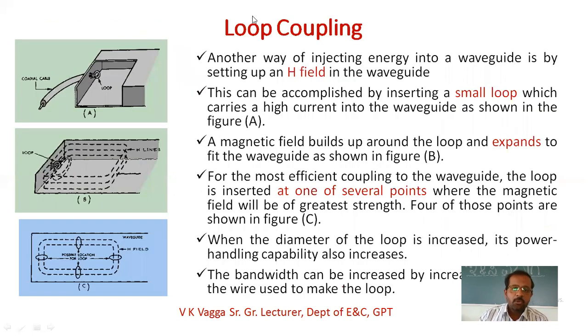And if you take the loop coupling, it's nothing but the coaxial cable. If you insert the coaxial cable into the waveguide and the ends are shorted, it is going to form a loop here. You can see it here. So another way of injecting the energy into the waveguide is by setting up the H field in the waveguide. You know the meaning of the H field. This is the magnetic field.